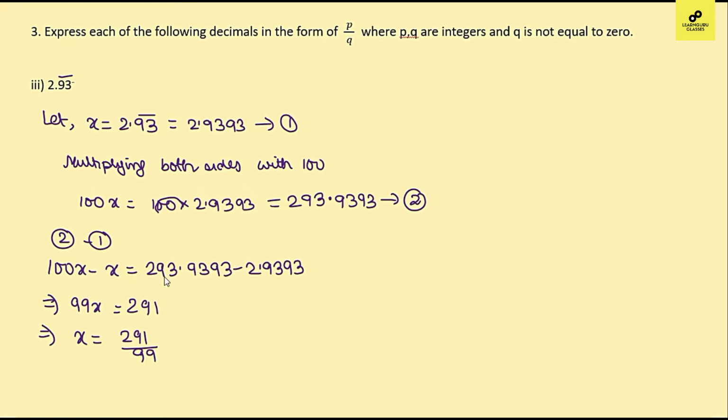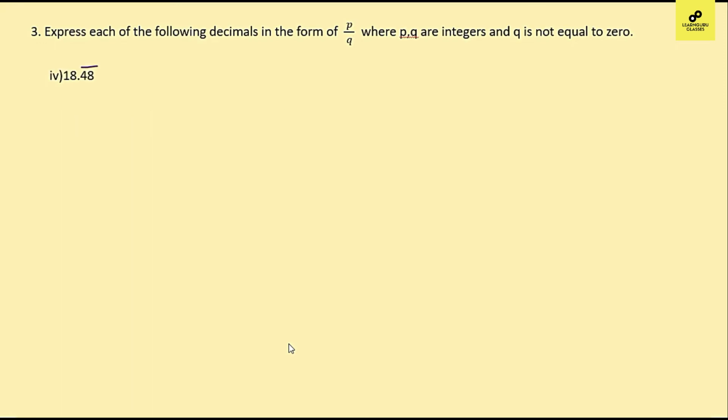Yes, it can be simplified further since both of them are divisible by 3. So 3 9s are 27, 27, 291, 3 9s are 27, 21, so 97, and this is 33. So 97 by 33 is the equivalent decimal expansion.